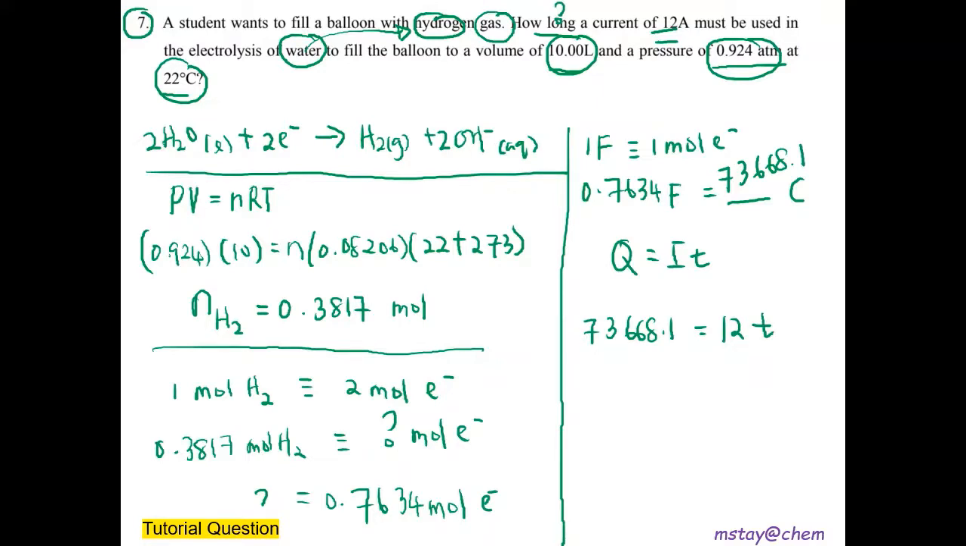When we press the calculator, dividing by 12, the time is 6139 seconds. Because the question just mentioned how long, you can keep the unit in seconds, or you can also convert it to minutes or even hours, no problem.